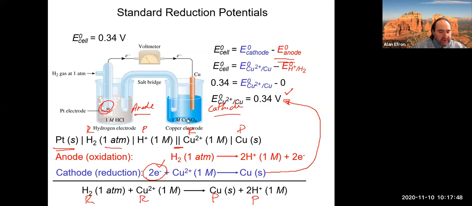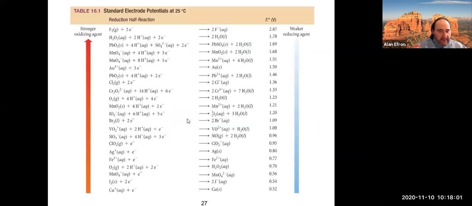We see some pressure here because H2 is a gas. We also see some molarity here because H plus is a concentration. Same thing here with our copper 2. So there is a table of all these SRP values. Here's one. You also have one in your book that's very similar to this.